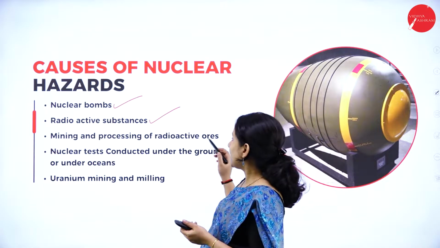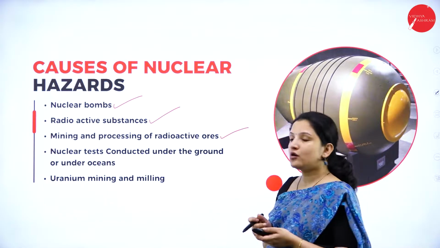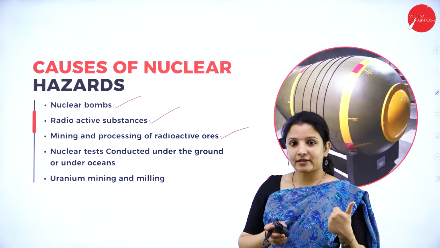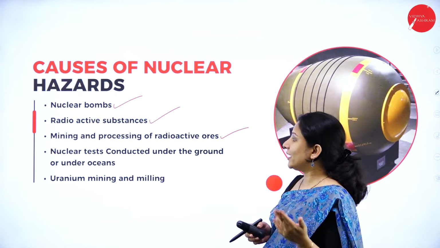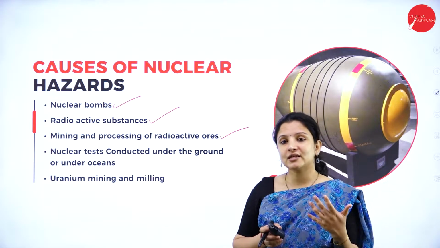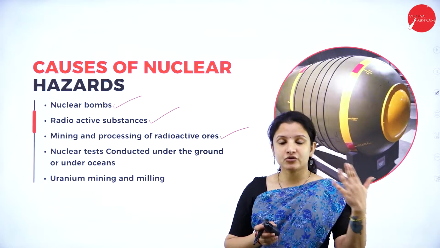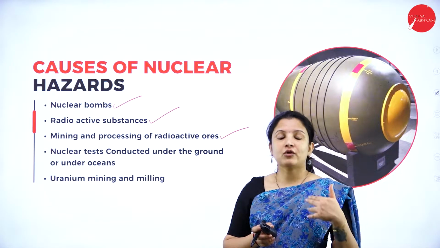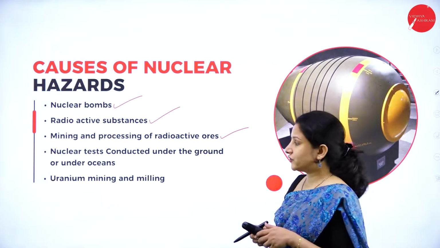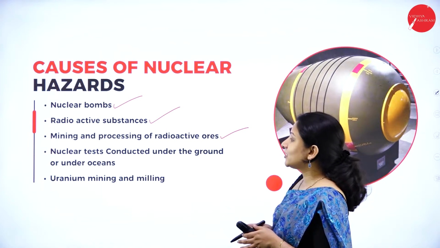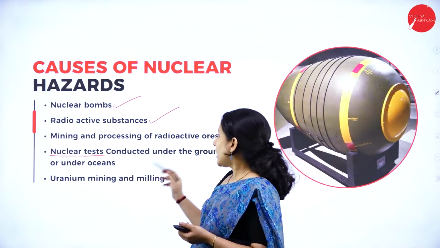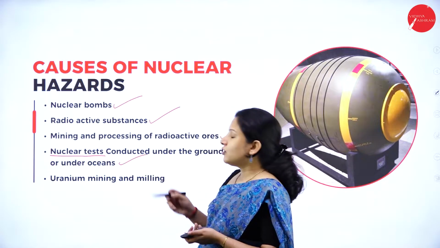Next, mining and processing of radioactive ores. During the mining of radioactive ores such as uranium, sudden accidental leakage or escape of these materials into nearby water bodies or into the soil can cause devastating effects on the life of the people. Next is nuclear tests that are conducted under the ground or under the ocean.